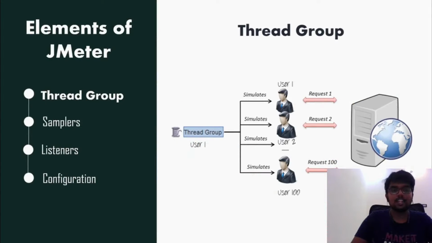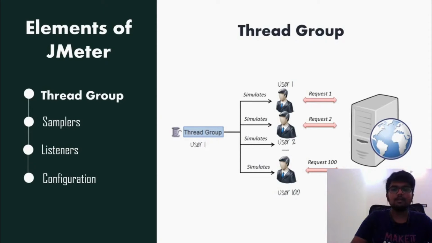So now let's talk about the elements of JMeter. These include thread groups, samplers, listeners, and configuration. Generally, it's quite difficult for humans to execute performance testing manually. So JMeter is one of the best platforms to do performance testing.